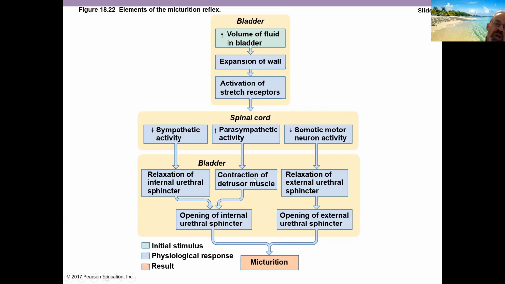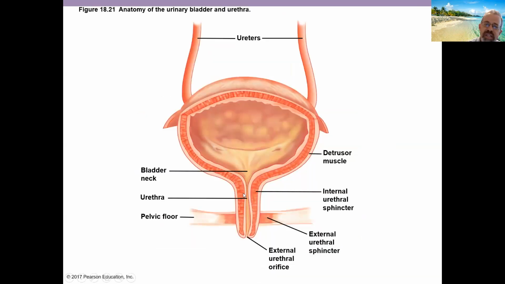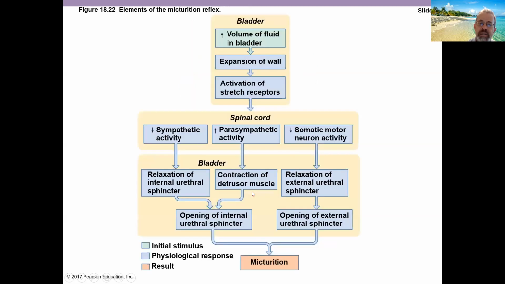But the urine's not going to go anywhere because the sphincters are closed. The same activation of the parasympathetic system also triggers an opening of the internal sphincter. Let me go back for a second. So this is normally closed. When the parasympathetic comes down, it causes the detrusor to contract. It causes this sphincter to basically open up or relax. And that's fine, but it's not the end of the story, because remember, we have two sphincters.